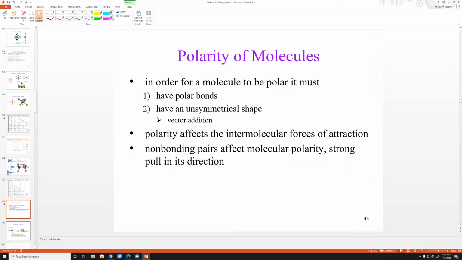So, polarity. Now, like I mentioned, polarity of molecules is a little bit different than polarity of bonds. For a molecule to be polar, it must have polar bonds, because there's no other way to have polarity than having polar bonds in the first place. And it must have an unsymmetrical shape. Unsymmetrical is not a word, it's asymmetrical. It must have an asymmetrical shape. That's the important part that we didn't talk about yet.